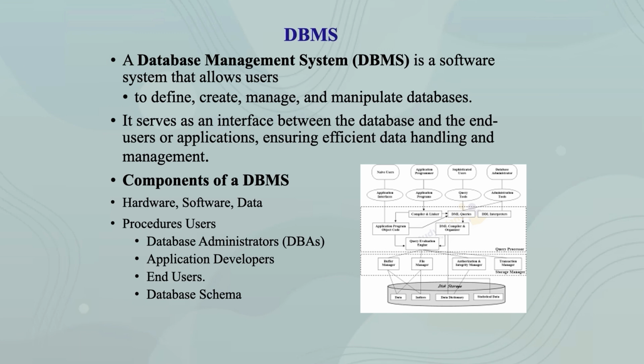So now again I talk about the hardware. Hardware is physical devices: the servers, storage and networking devices. Software is DBMS software like MySQL and PostgreSQL and proprietary systems like Oracle. Data is an organized collection of facts and figures, like a library's data, book catalog data, etc. And what are the procedures? Guidelines for the database setup, maintenance and security.